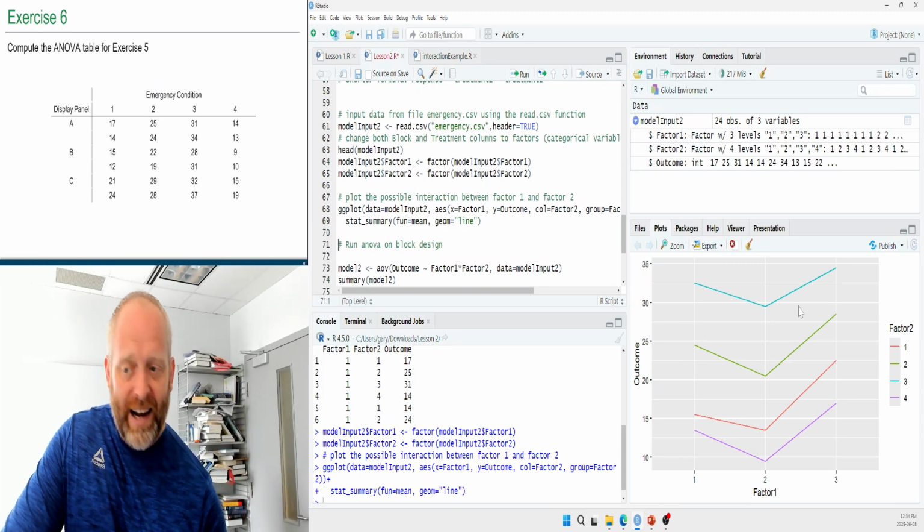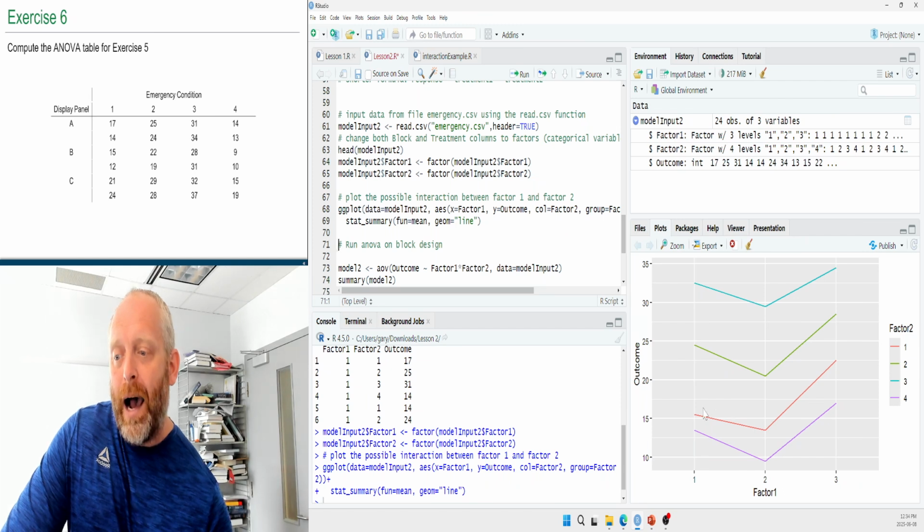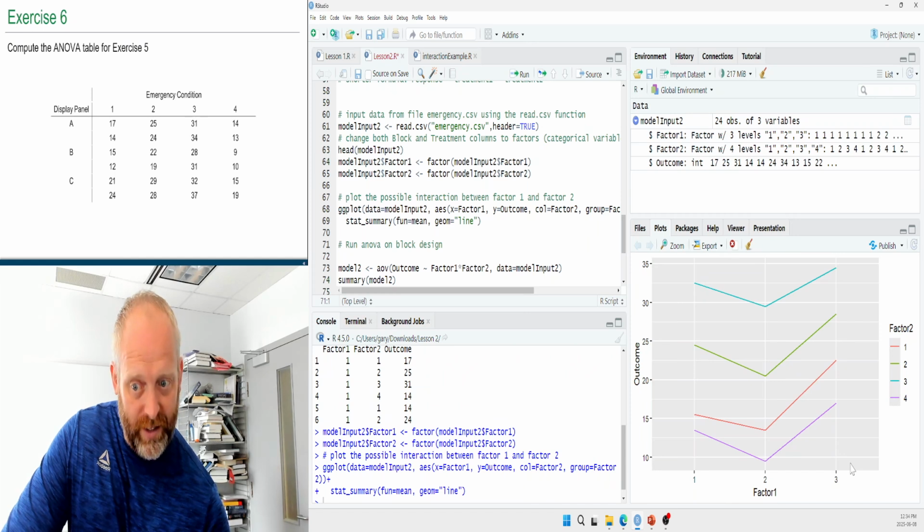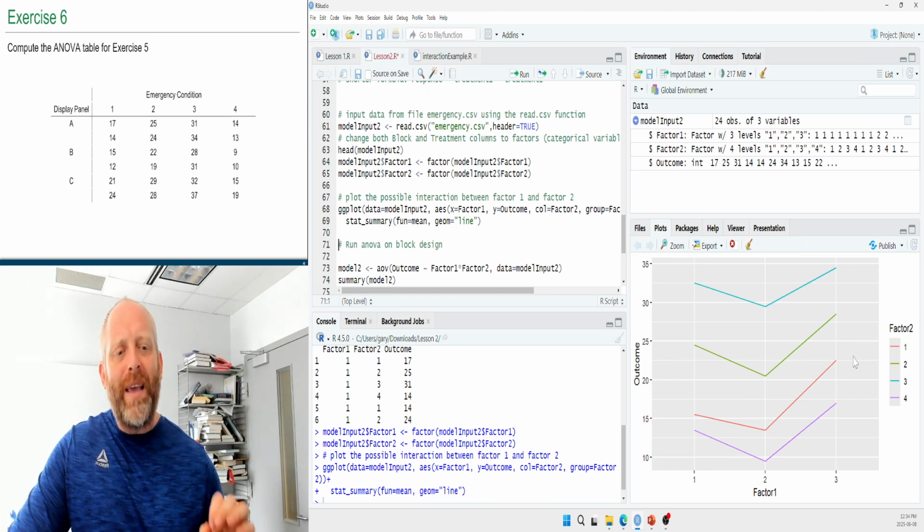Now, on the other hand, if something like this one here, for my level 1 of factor 2, decreased and then continued to decrease, versus my level 4 of factor 2, where this decreased and then increased, well, they don't behave the same way.